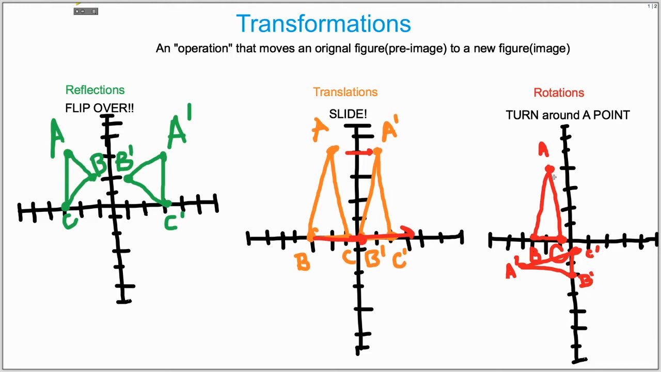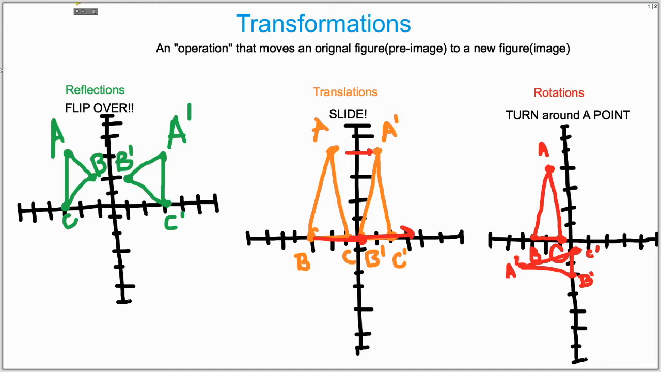So now that we've gone a little into what a transformation is, let's talk about pre-image and image. The pre-image is our original figure, the original figure without the transformation. And our image is our new figure, which has been modified with the transformation.